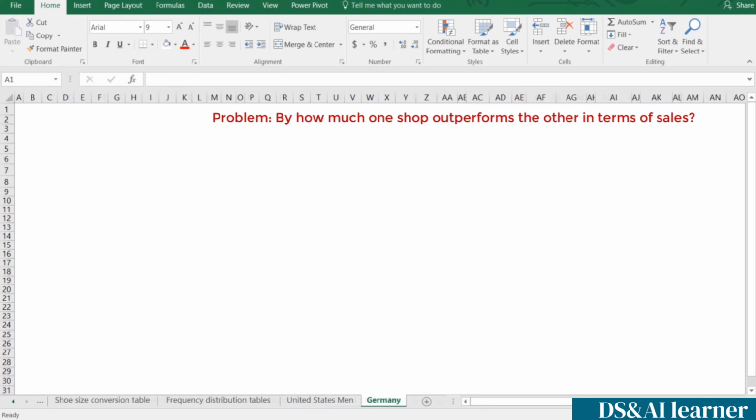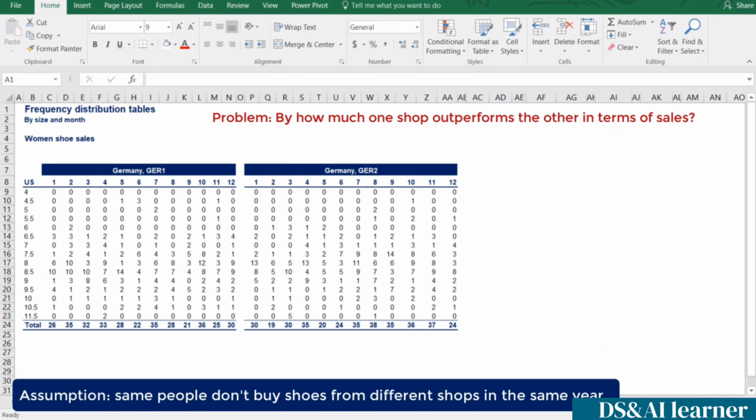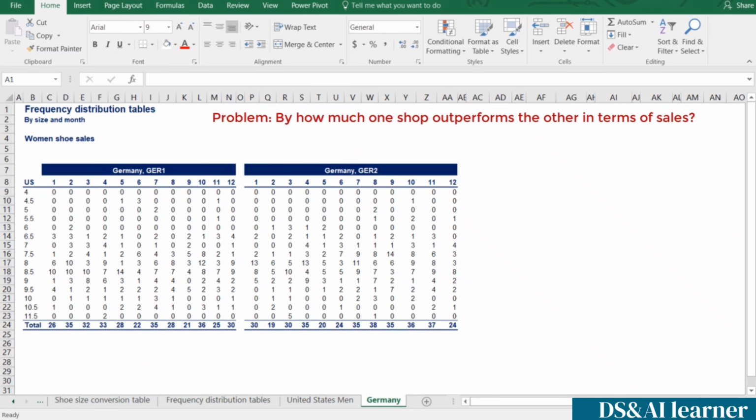You can see 2 tables representing the sales of women's shoes in 2 German shops. Their codes are GER1 and GER2. Once again, we have data for 2016. Now, an assumption that we have to make is that the same people don't buy pairs of shoes from different shops. Logically, it makes sense that in the same year, the same people don't go around different shops of the same brand to buy shoes. Even if this happens, it is an exception and not the norm. Therefore, we can say that the 2 samples are independent.